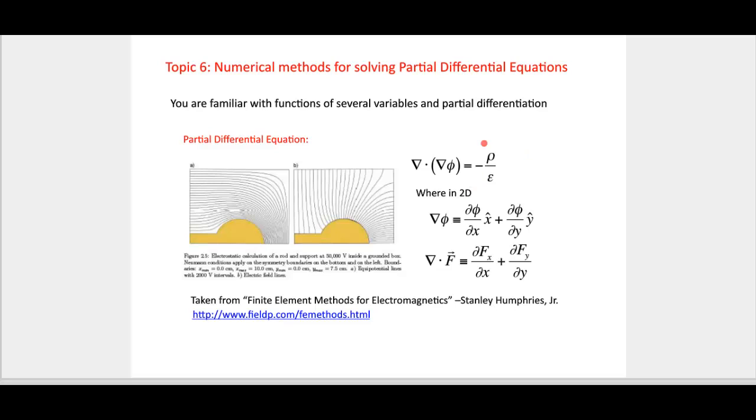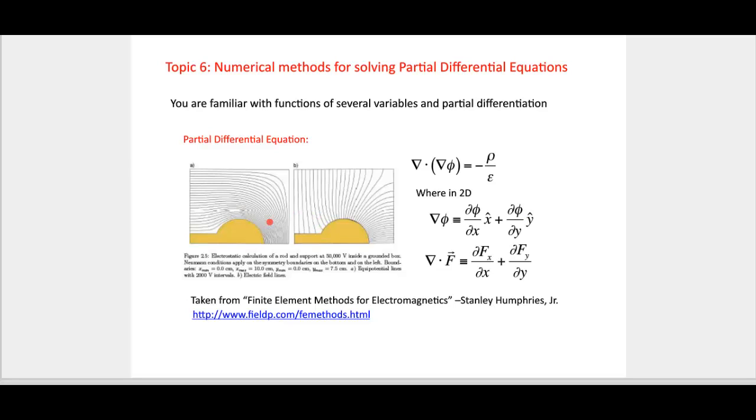And you can solve that by solving an equation like this. The divergence of the gradient of phi is equal to minus the charge density over epsilon. Okay? And this is just shorthand for a bunch of what are called partial derivatives, d phi dx and d phi dy. So phi is an unknown function, and it varies in the x direction, it varies in the y direction. And we can measure how it varies in the x direction by taking d phi dx. We can measure how it varies in the y direction by taking d phi dy.